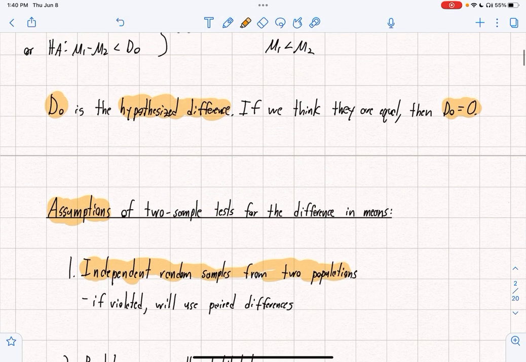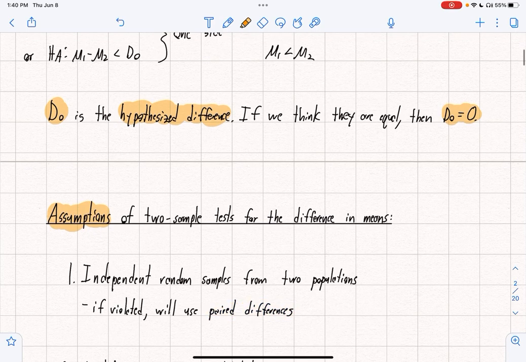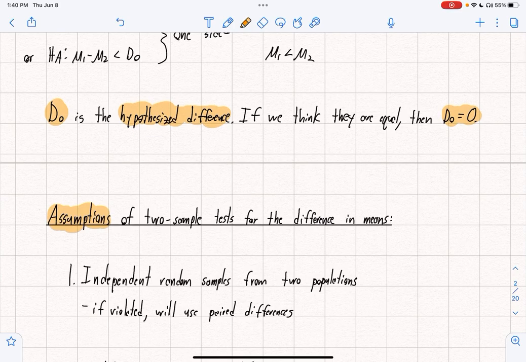So if this is violated, we're going to use what's called a paired differences. So if they're dependent populations, and we'll talk about that later, but for now, we're just talking about sampling from two separate populations.